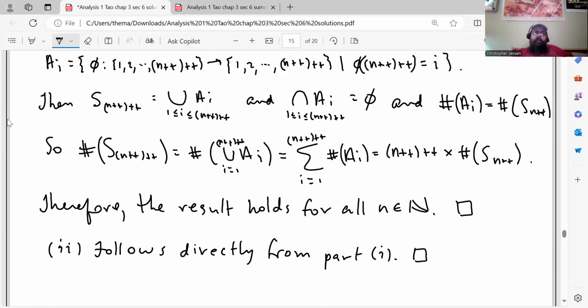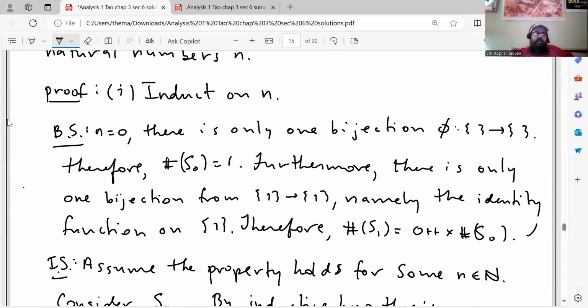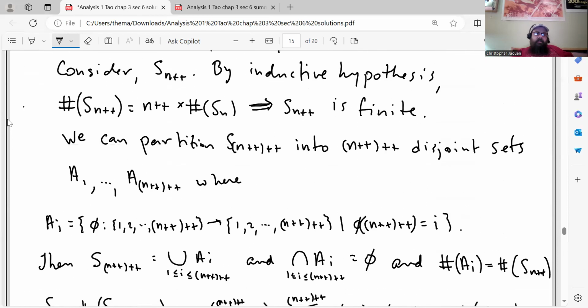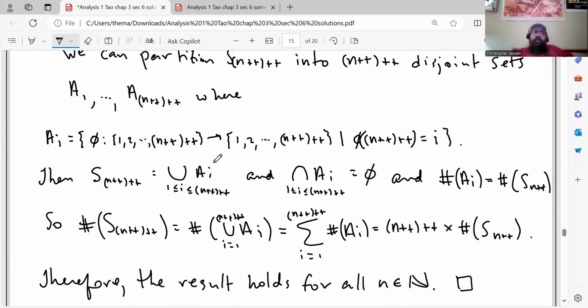And like I said, part B, the second part, hang on, did I call this 1 or 2? Yeah, 1 and 2. So 2 follows directly from part 1. And that's it. Let me just stop the screen share for a second.